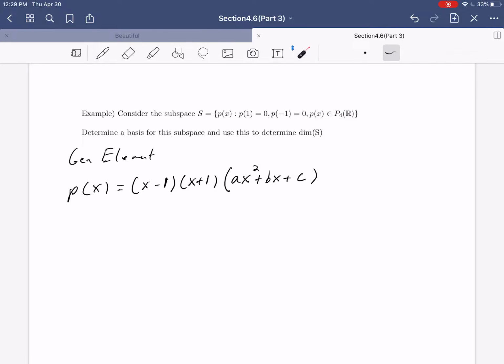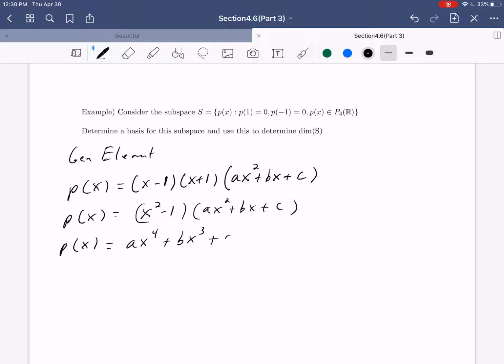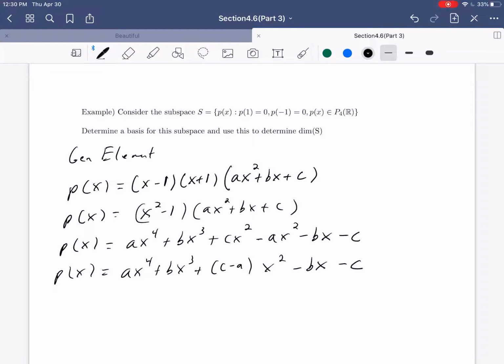Now, if you want to actually expand that out rather than writing it in factored form, you could recognize that that is x squared minus 1 times ax squared plus bx plus c. And you could multiply that out so you could take a better look at it. I guess you would get something like ax to the 4th plus bx cubed plus cx squared minus ax squared minus bx minus c. So this guy would look something like ax to the 4th plus bx cubed plus cx squared, minus ax squared minus bx minus c.